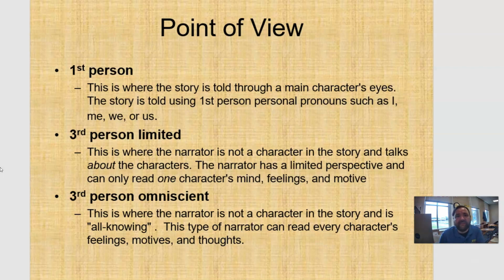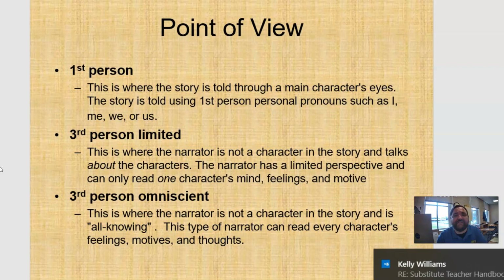Third person is more like an Uncharted game where you see the character running around. You see the whole person. There is limited, where you only get to know that one person's thoughts and beliefs. And there's omniscient, which is like eye in the sky. That's where you get to know a lot of different beliefs of the characters in the story.